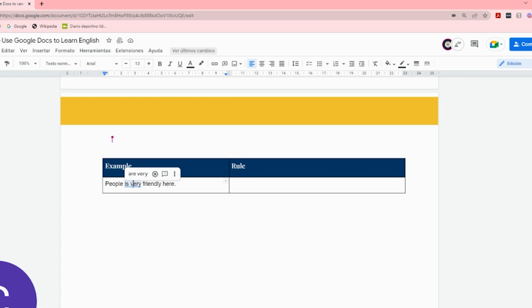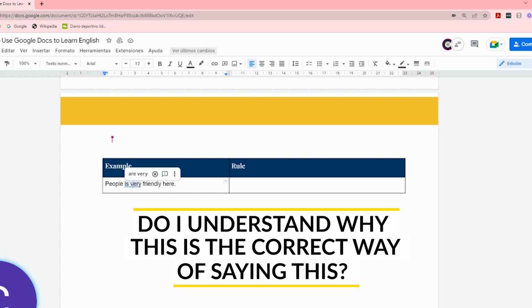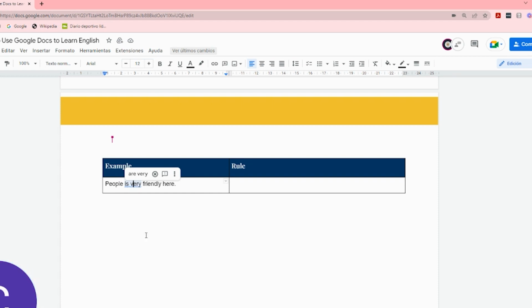Click on the underline section and see what the Google document suggests. In this case, are very. Ask yourself, do I understand why this is the correct way of saying this? Do I know the rule? If you do, this just works as a reminder of the rule. It shows that you know it, but you forgot it. Be aware of it next time. But if you don't know the rule, it's time to find out. And that leads us to step number 2.